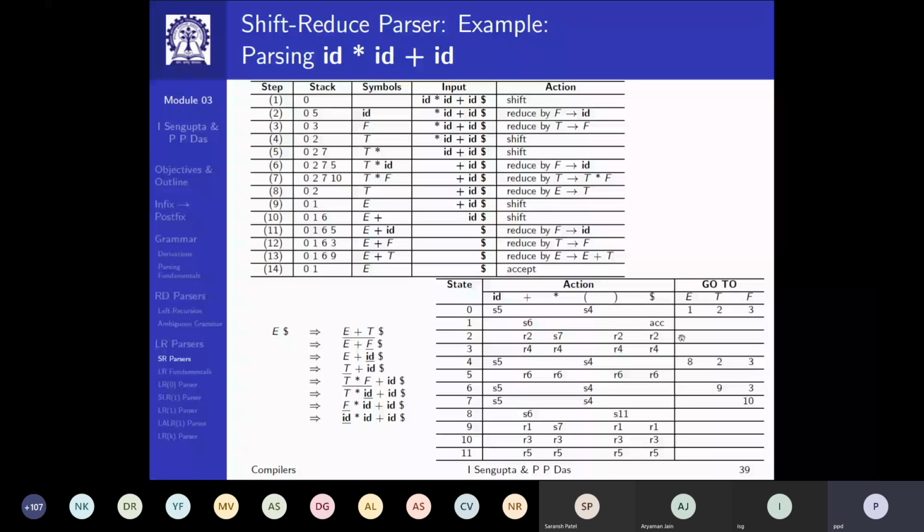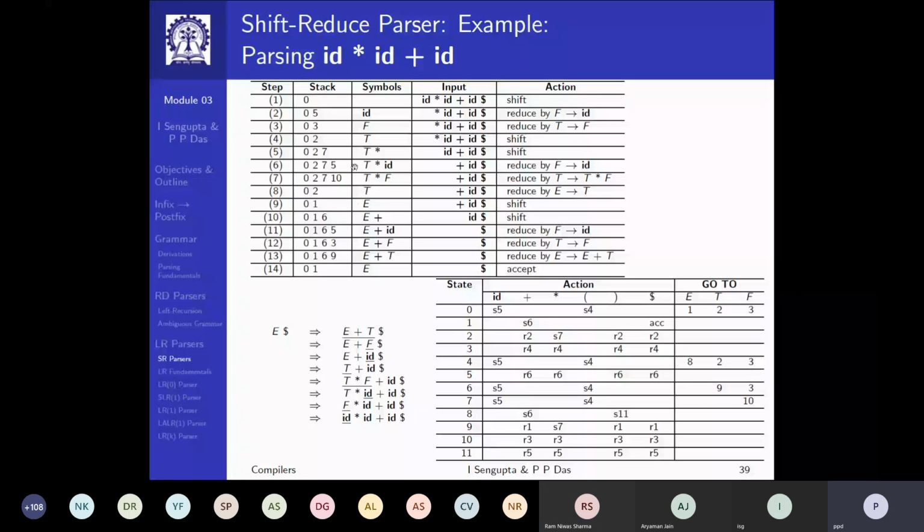So it starts with state 0 being the first state. So you have a stack. I think somebody has got unmuted. Could you please mute?